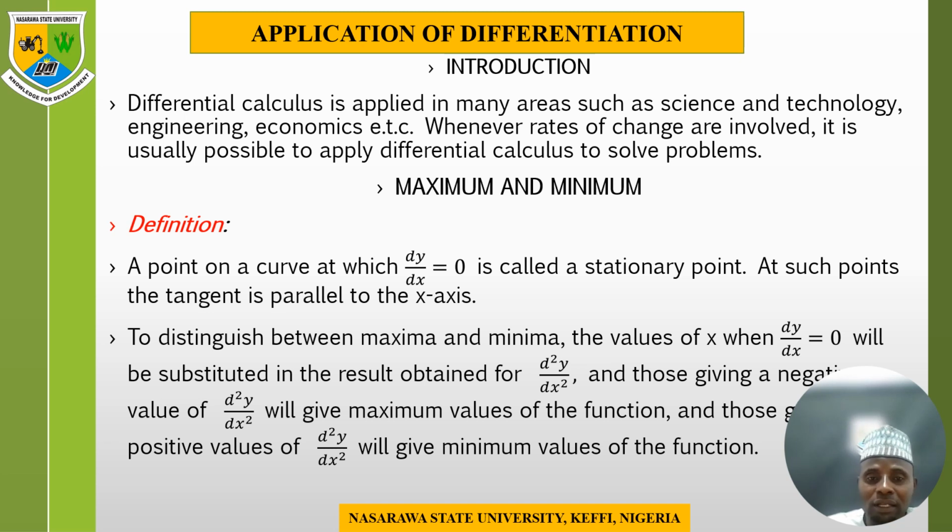To distinguish between the maximum and minimum, the values of x when dy/dx equals 0 will be substituted into the result for d squared y over dx squared, that is, the second derivative. Those giving a negative value of the second derivative will give a maximum value of the function, and those with a positive value will give the minimum value of the function.